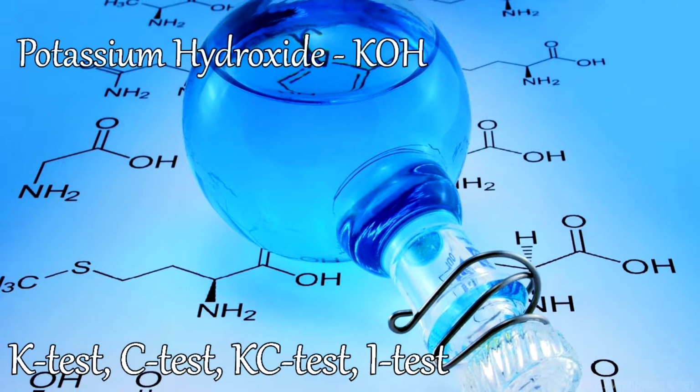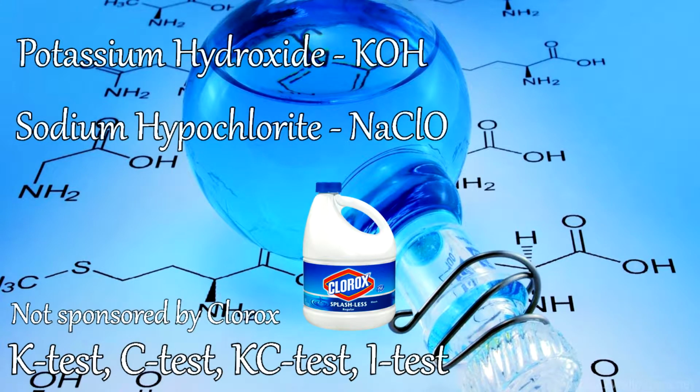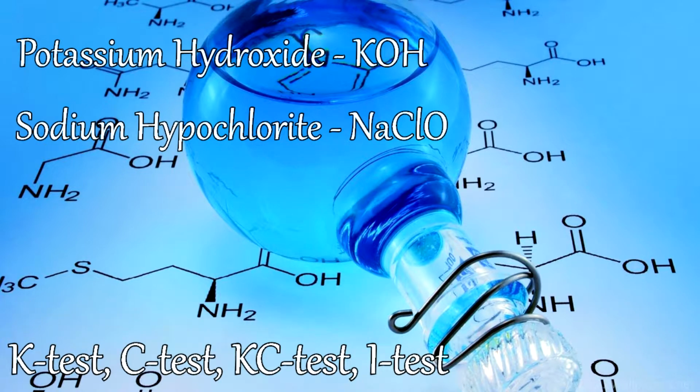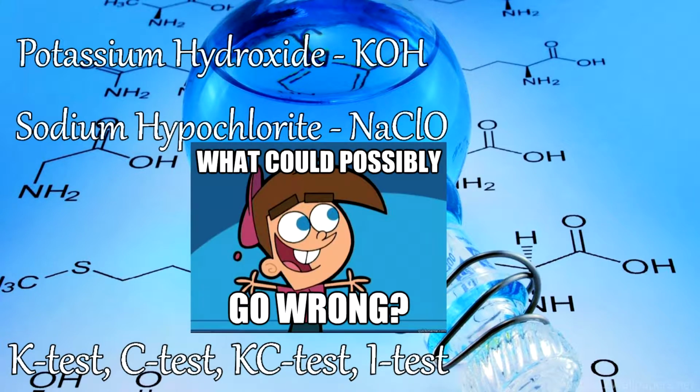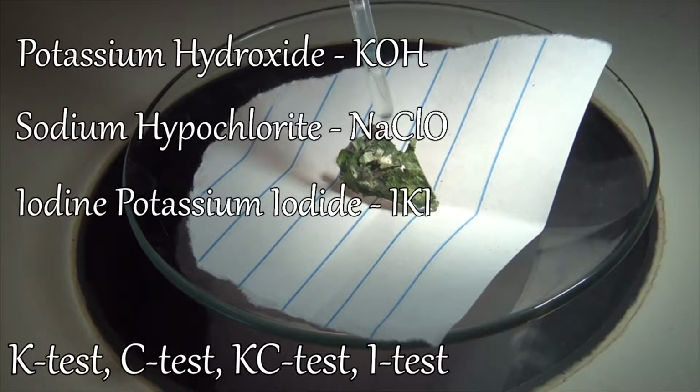For the K test, I used a 15% solution of potassium hydroxide. For the C test, I used Clorox bleach, which contained sodium hypochlorite, as I could not find any calcium hypochlorite. Since calcium hypochlorite was not used, the results for my C test did vary and would not be considered to be accurate. However, I still insisted on trying it out anyway. For the I test, I used iodine potassium iodide.